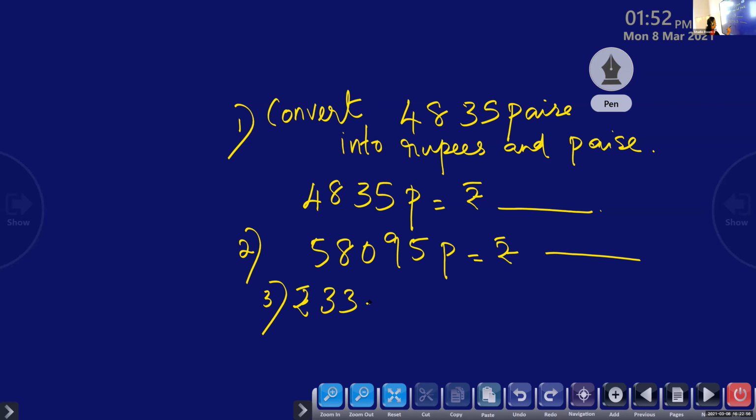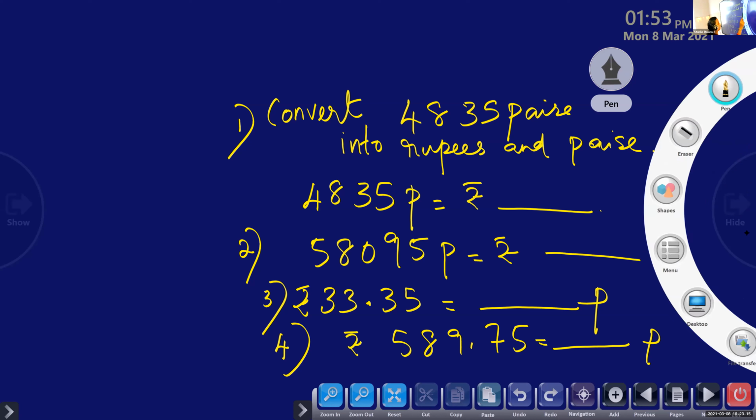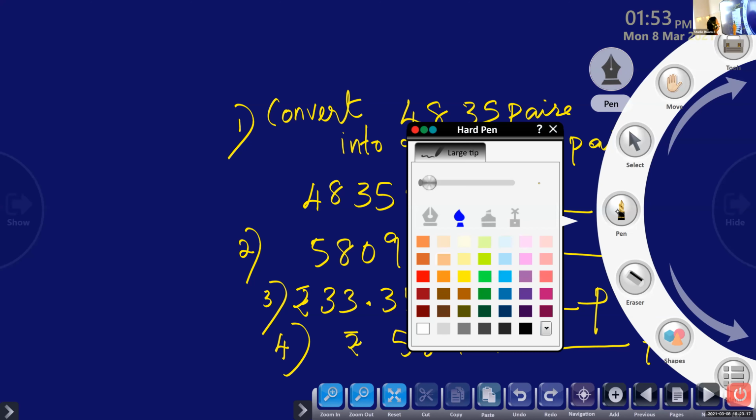Rupees 33.35 equals dash paise. Question number 4. Rupees 589.75 equals dash paise. I'm finished.